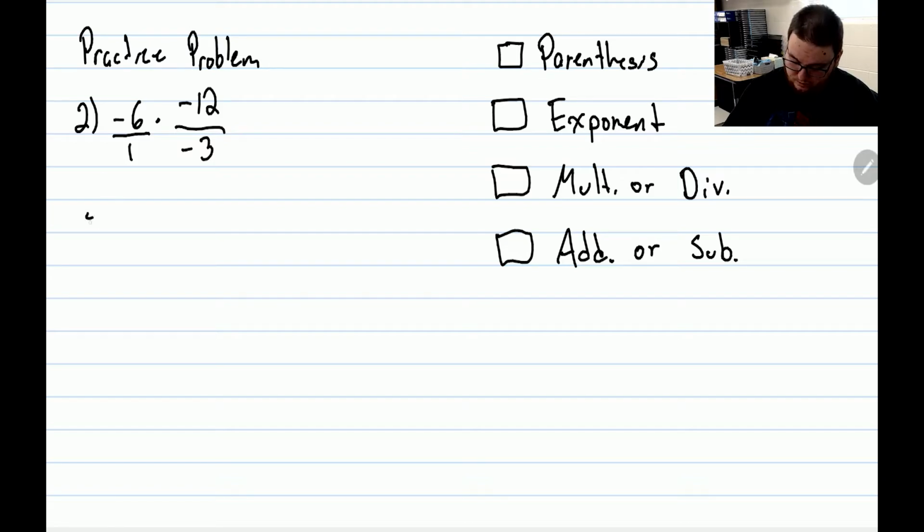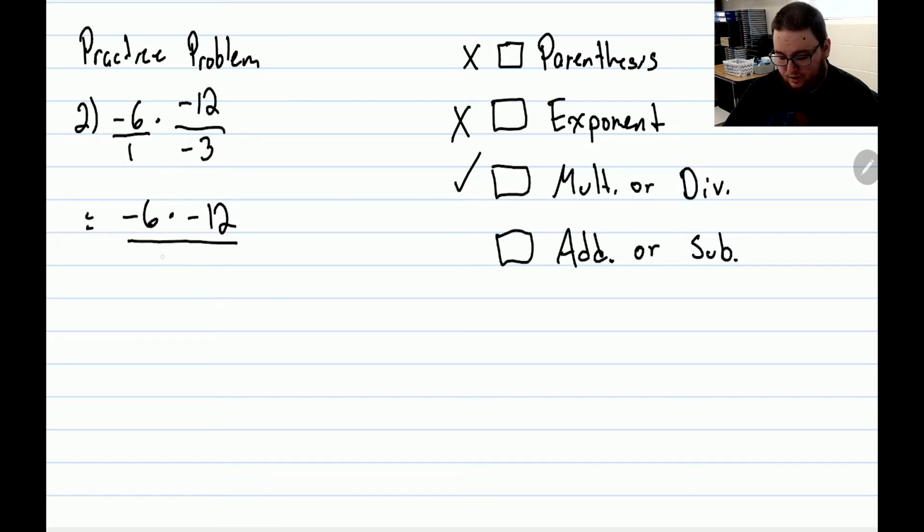So first, we need to check for order of operations. Do you see any parentheses? No. Do you see any exponents? No. Do you see multiplication or division? Yes. So we're going to be multiplying 2 fractions. That means we're going to multiply the tops together and the bottoms together. So we have -6 times -12 on top, and on bottom we have 1 times -3.